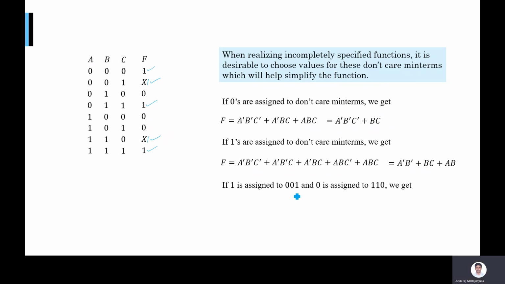Okay, so now suppose you are assigning 1 to 0, 0, 1. Okay, this is 1. And if you are assigning 0 to 1, 1, 0. Okay, so what will you get then?